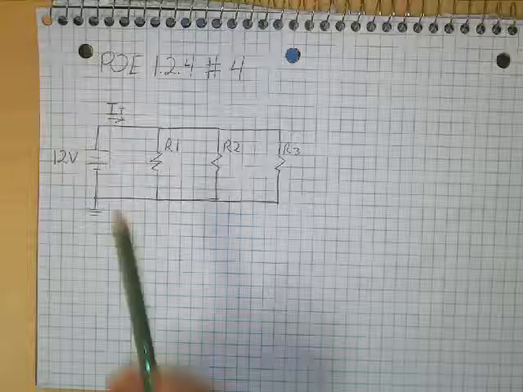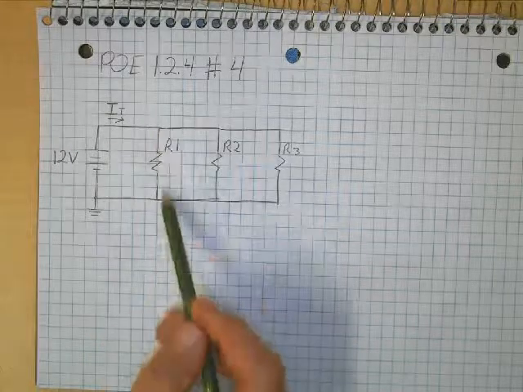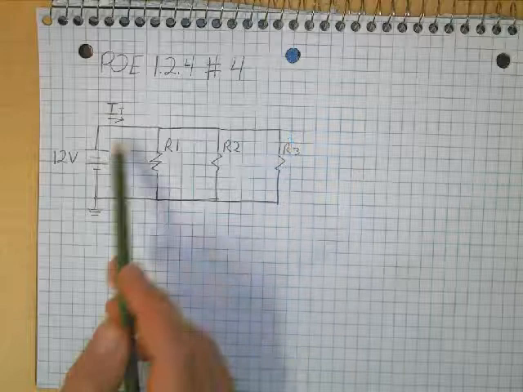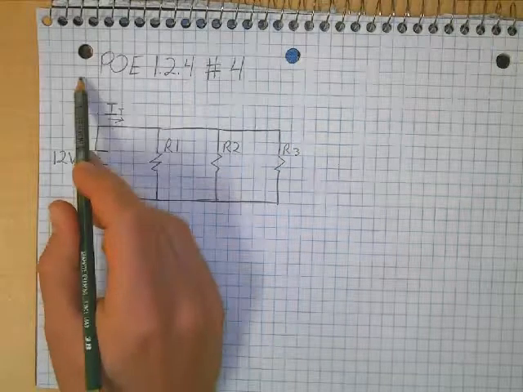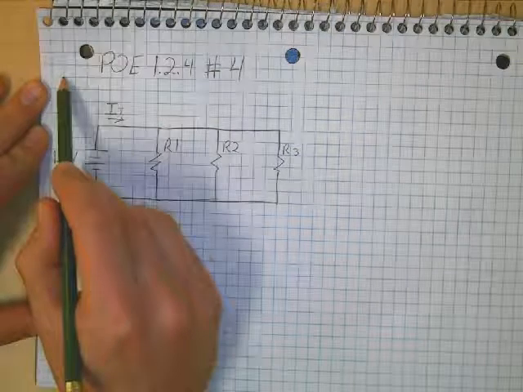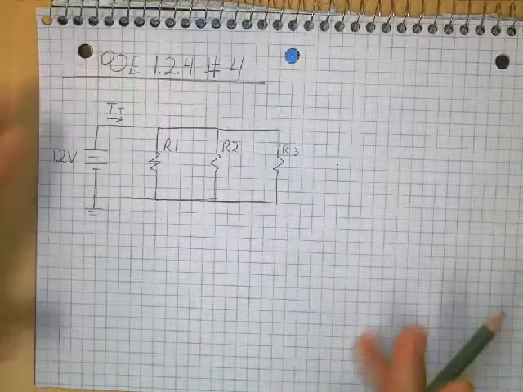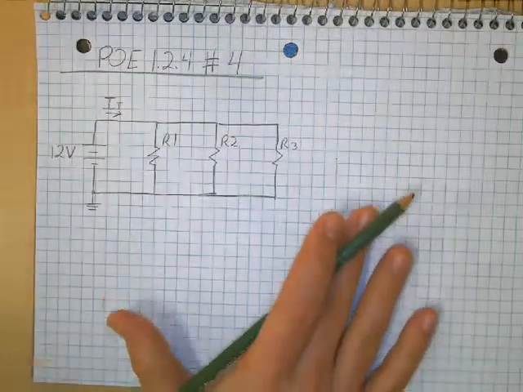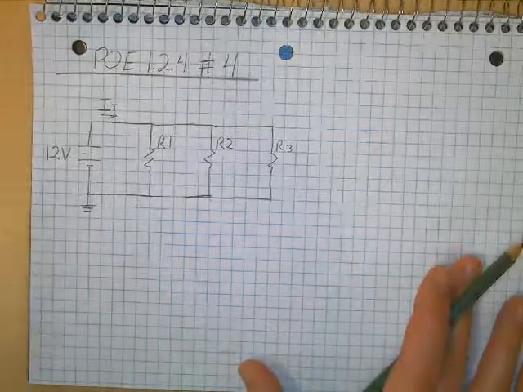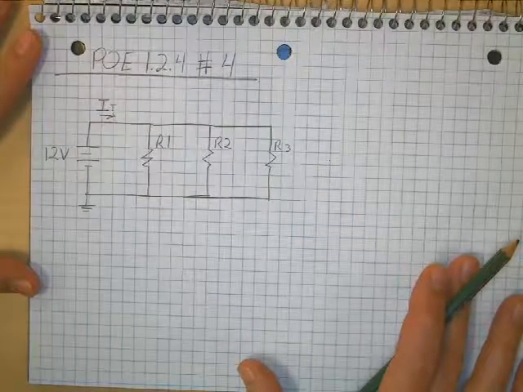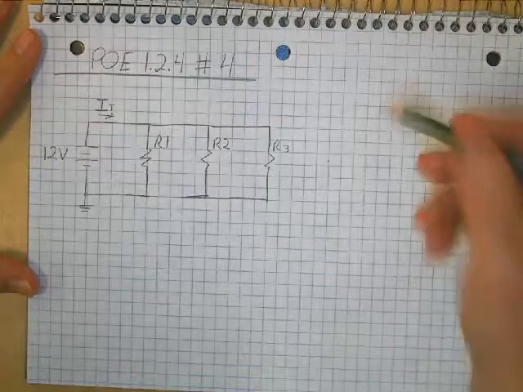This circuit right here, because we have branches that cut through the middle and each are connected back to the power source, this is a parallel circuit. So when we solve this, we will be solving using our rules for a parallel circuit. So let's take a look here at the first information they give us.